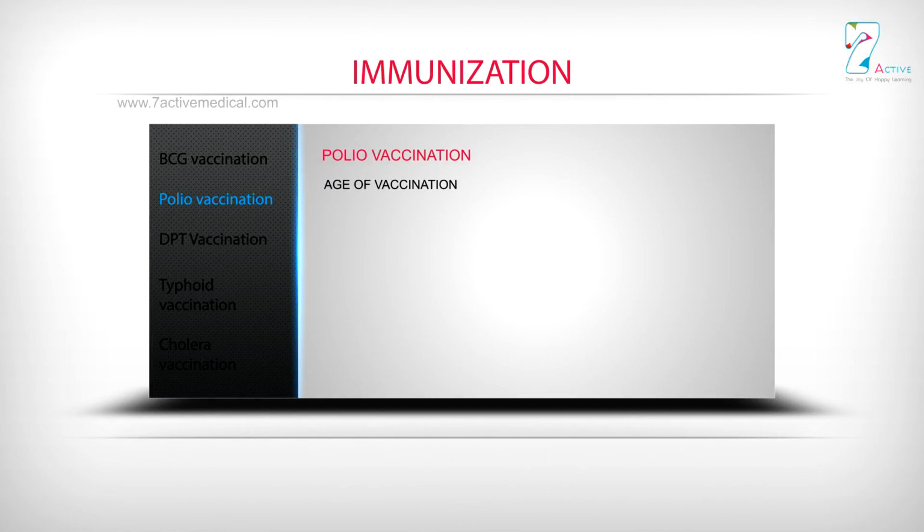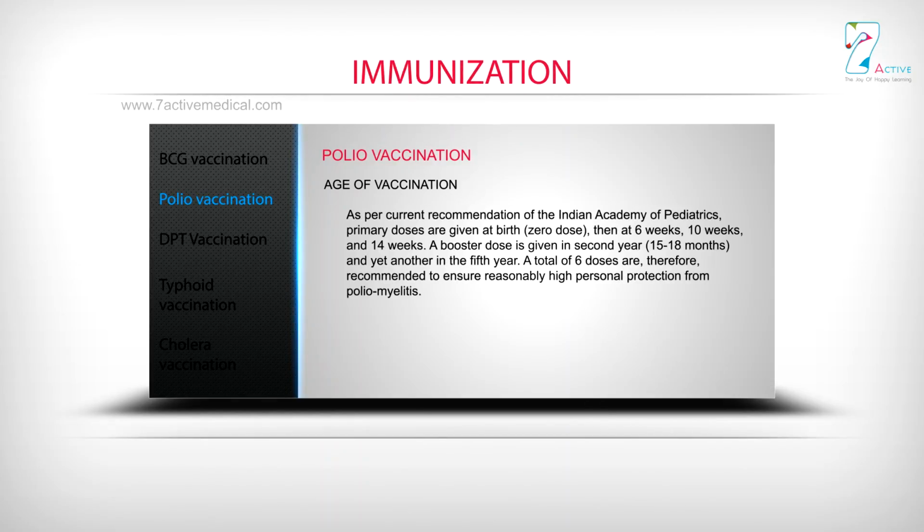Age of vaccination. As per current recommendation of the Indian Academy of Pediatrics, primary doses are given at birth, the 0 dose, then at 6 weeks, 10 weeks, and 14 weeks. A booster dose is given in the second year, at 15 to 18 months, and yet another in the 5th year. A total of 6 doses are, therefore, recommended to ensure reasonably high personal protection from poliomyelitis.